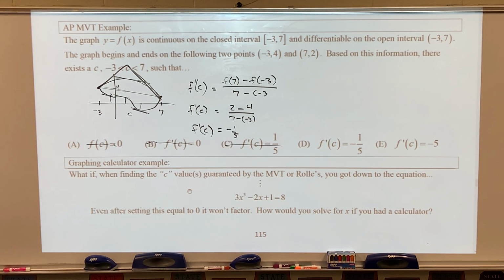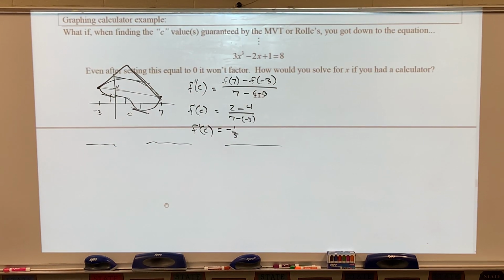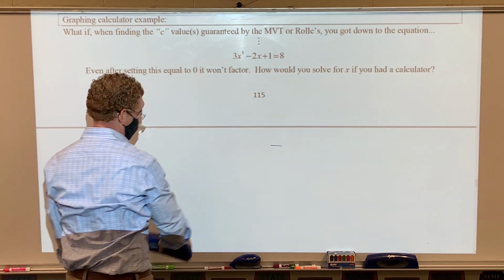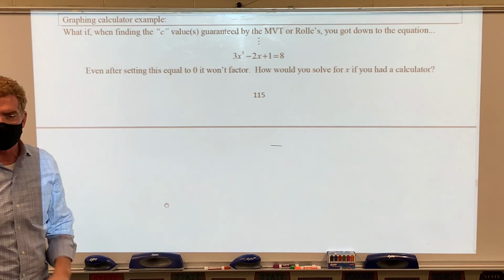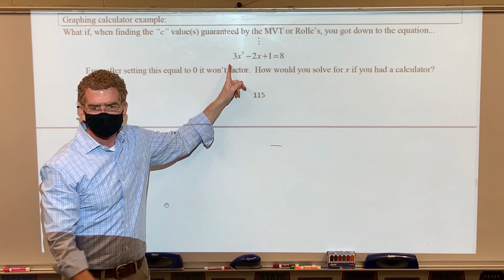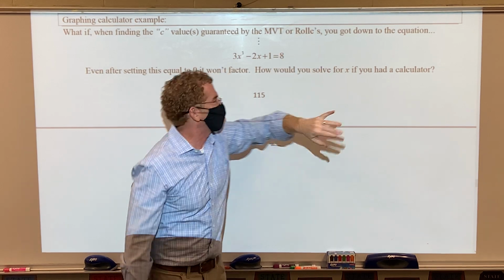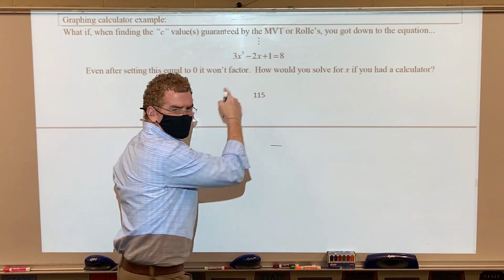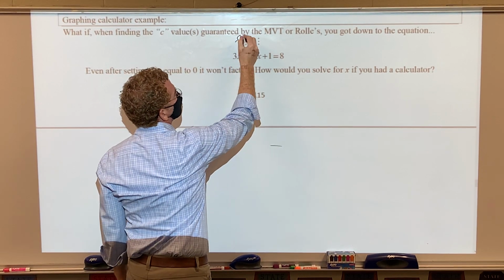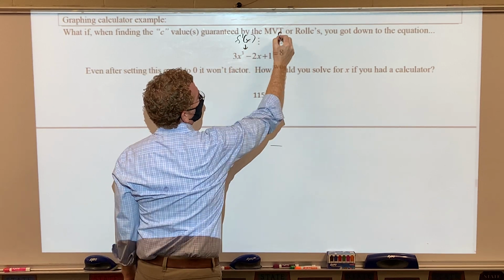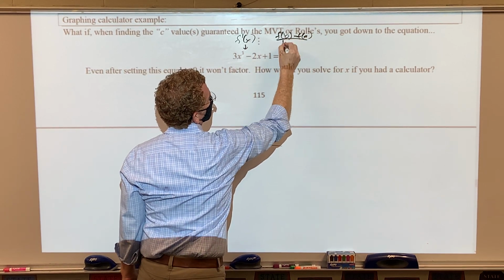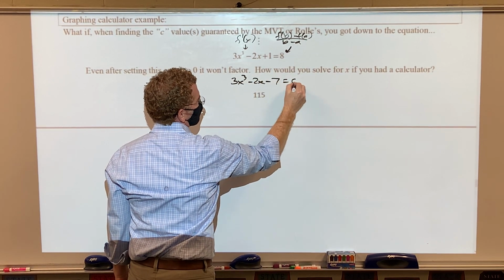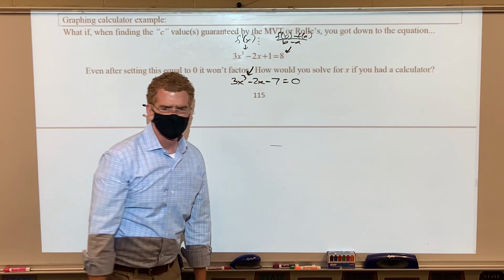I don't have time, this is a calculator problem. But this says, what if when finding the C values guaranteed by mean value theorem or Rolle's, you got down to this equation? So basically, what if you took the derivative, and you got this, and then you did average rate of change, and you got 8. How are you going to solve for X? Most of you are going to do this first, and then you go, whoa, cubed. I don't know how to factor that.